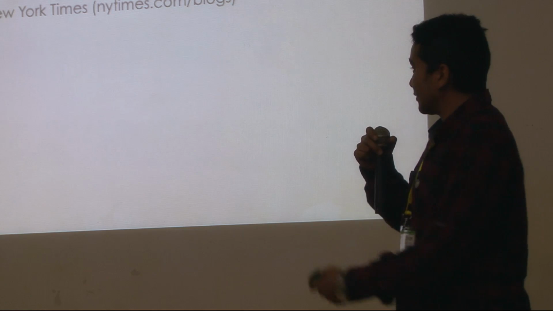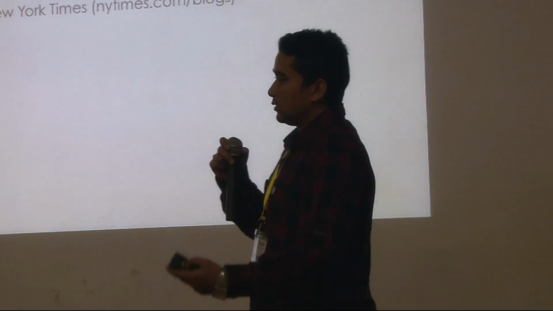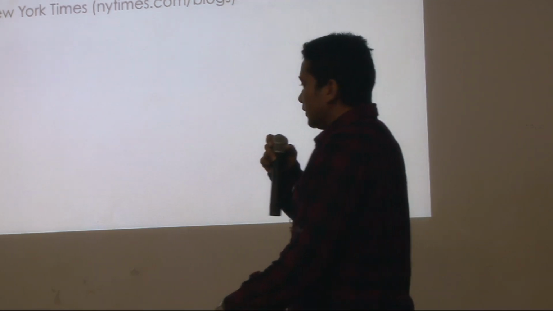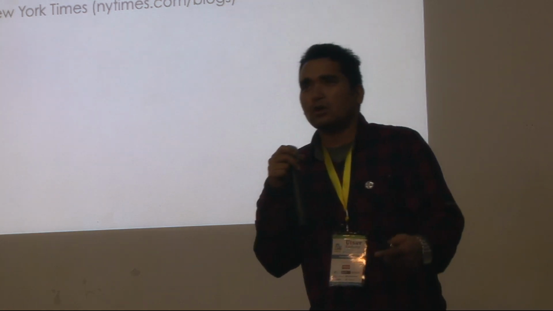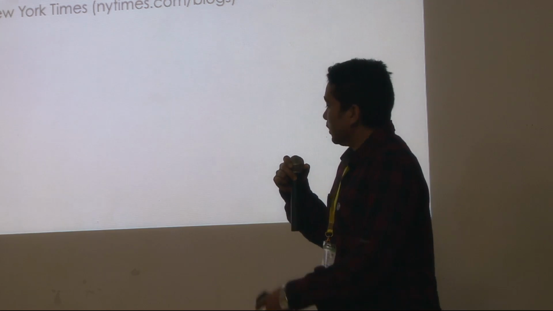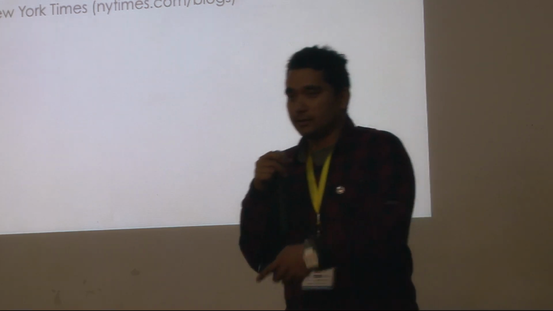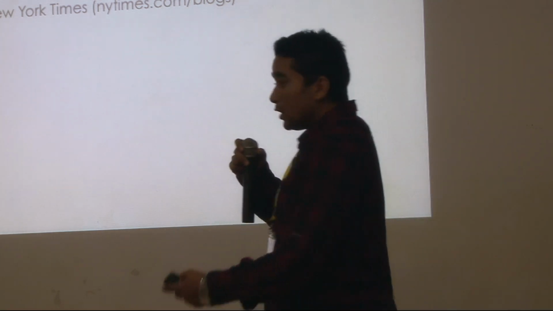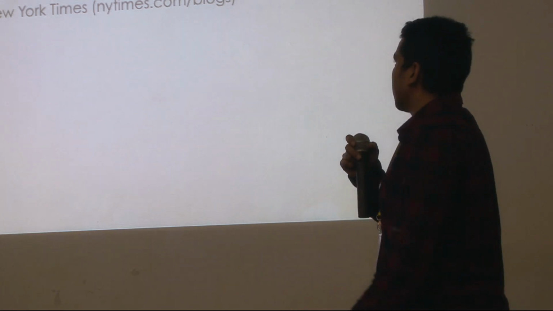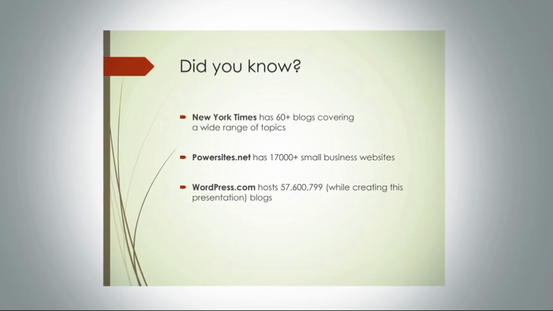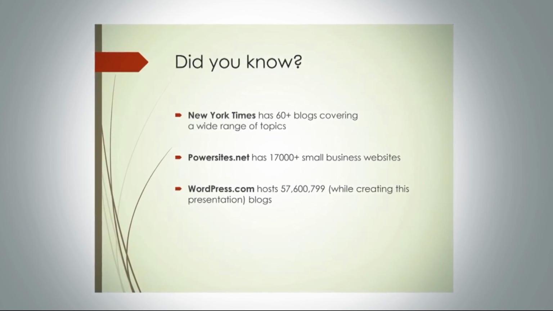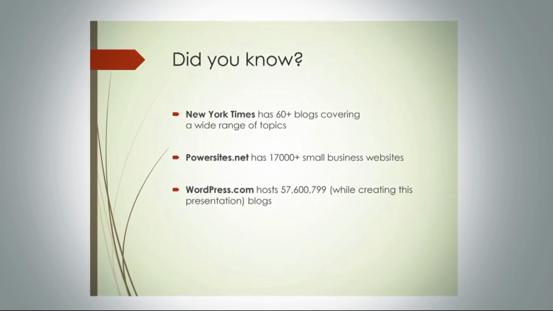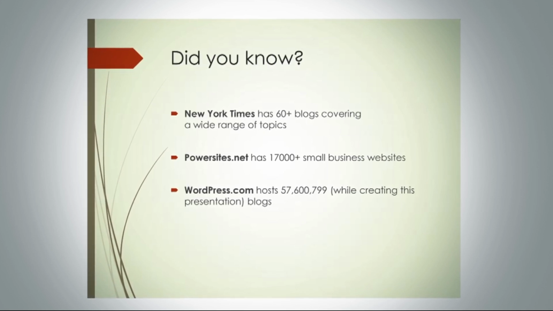New York Times/blog. The New York Times, one of the most recognized newspapers, is using it for blogs, where they have a great number of blogs related to different niches. So some big names are already using WordPress Multisite. So did you know? All right, here are some facts about WordPress Multisite. New York Times has 60+ blogs covering a wide range of topics.